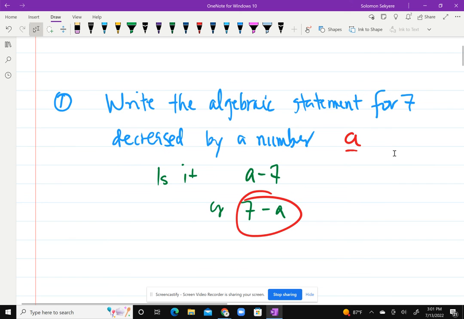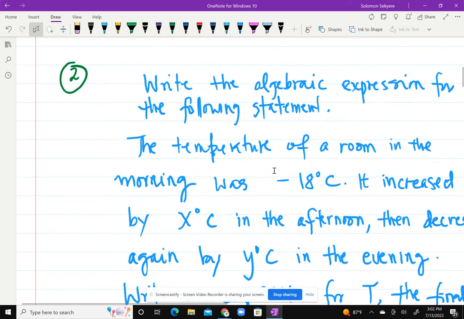So is it A minus 7 or 7 minus A? It is 7. We are going to decrease 7 by that number. So we are going to take 7 and subtract it. So this is the correct way of saying it: 7 minus A.